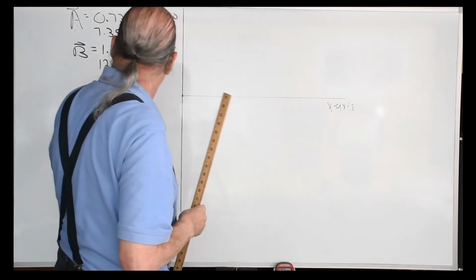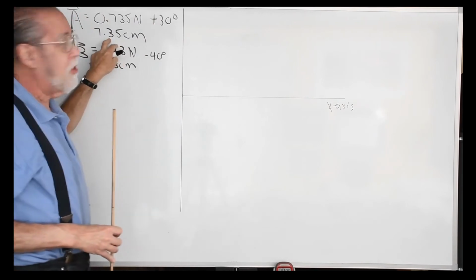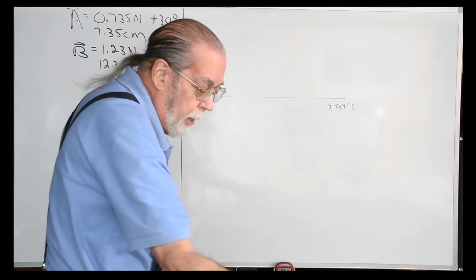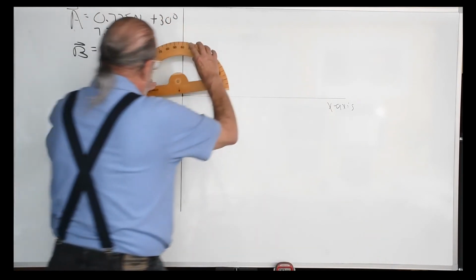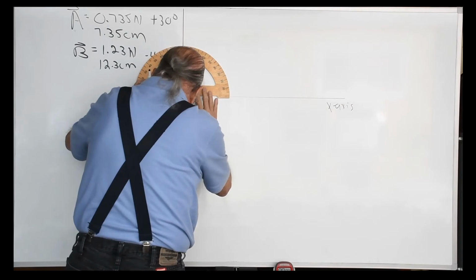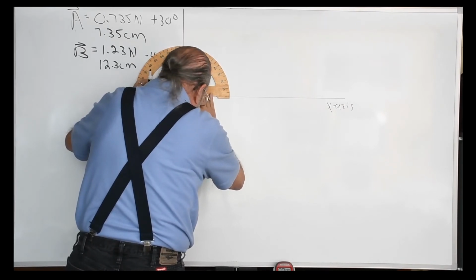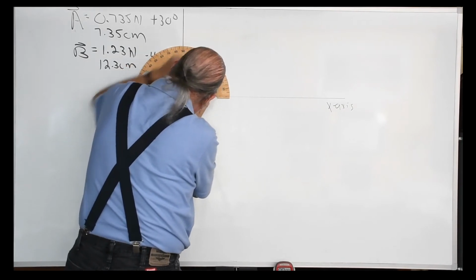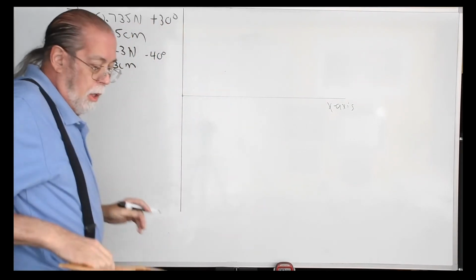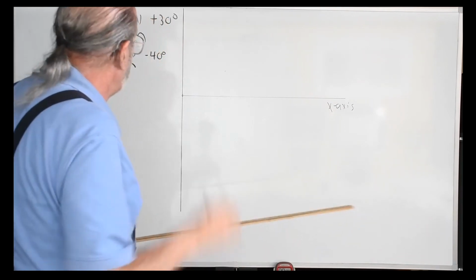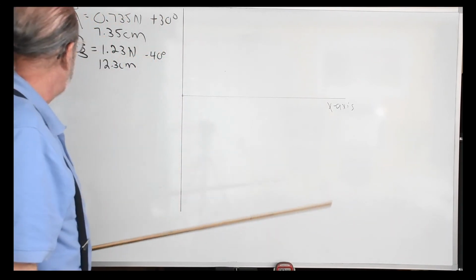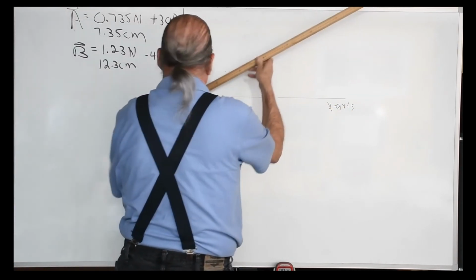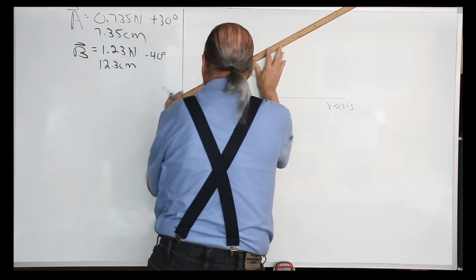Now, we need to draw a line 7.35 centimeters long at an angle of plus 30 degrees. Using our protractor, like I showed you, we draw an angle of exactly 30 degrees. And I'm going to make my lines much bigger so you can see them on the screen. So I'm going to make it about 5 times bigger, and so I'm going to make this considerably larger.